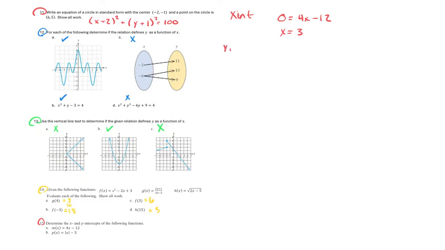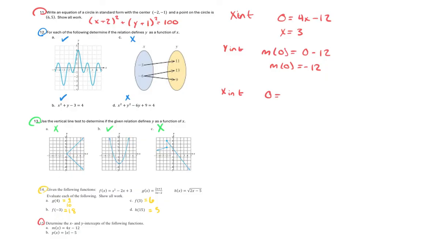Now for my y-intercept, I'm going to set x equal to 0. So I'm going to have m at 0. It's going to be equal to 0 minus 12. So m at 0 is equal to negative 12. Again, moving on to my next function. For my x-intercept, I'm going to do the same thing. I'm going to set y equal to 0, or p of x equal to 0.